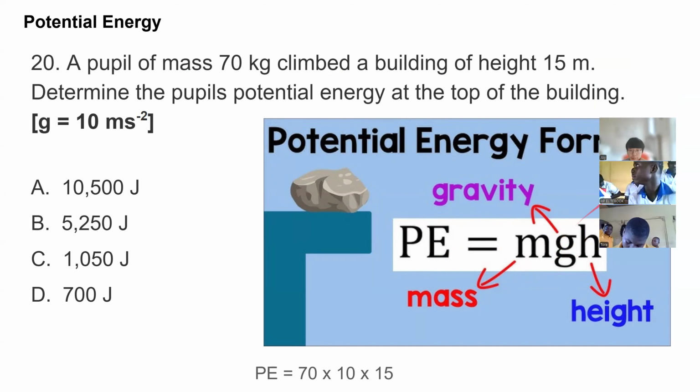And here, mass is given to be 70 kilograms. Gravity, which is just the gravity of the Earth, is 10 meters per second squared. And then we're given the height, which is 15 meters. Simply, it is 70 times 10 times 15. And if you put it in a calculator or solve it on paper, the answer you will get is A. It's 10,500 joules. That is the amount of potential energy, and it's measured in joules.